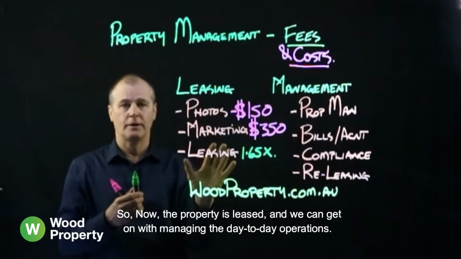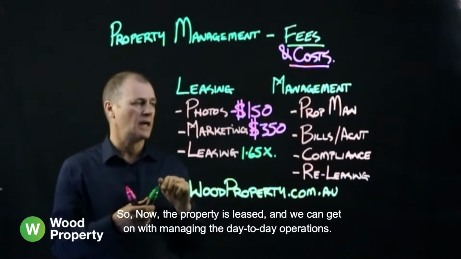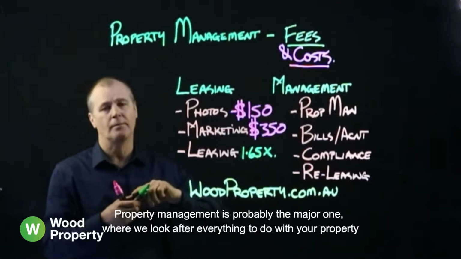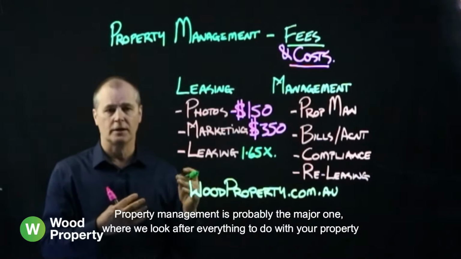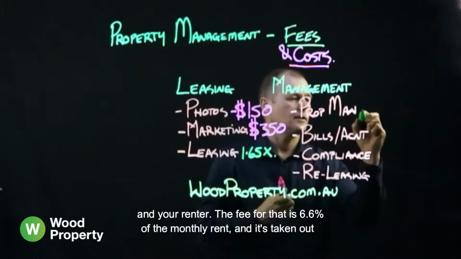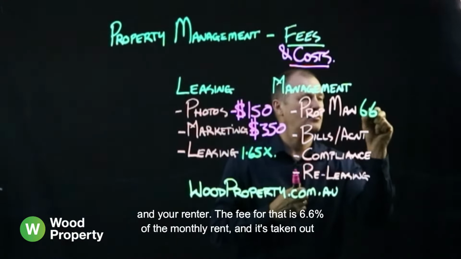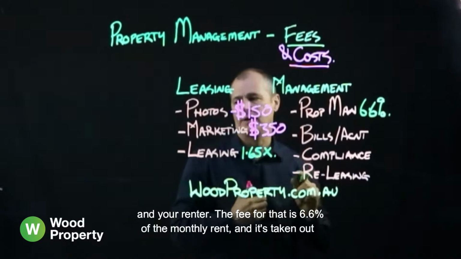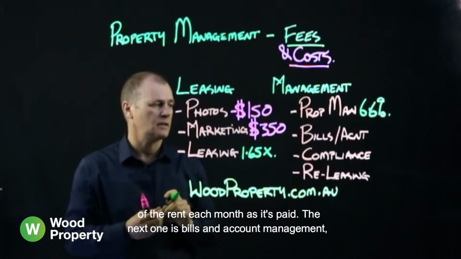So now the property is actually leased, we can get on with just managing the day-to-day operations. Property management is probably the major one, where we look after everything to do with your property and your renter. And the fee for that is 6.6% of the monthly rent, and it's taken out of the rent each month as it's paid.